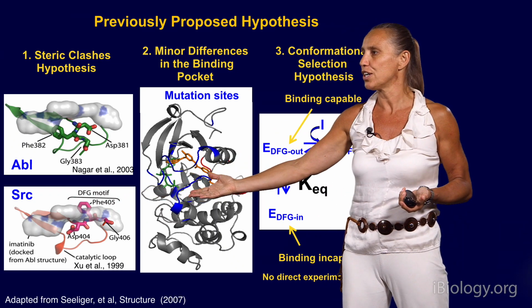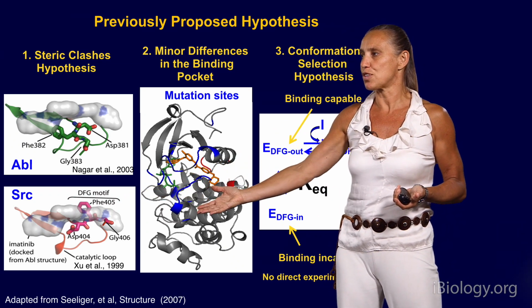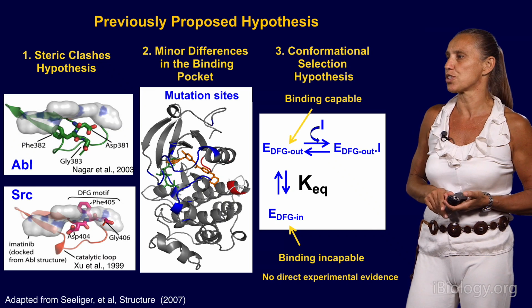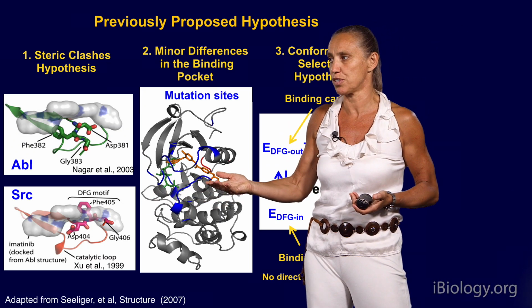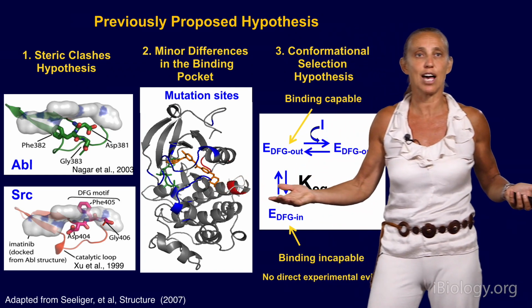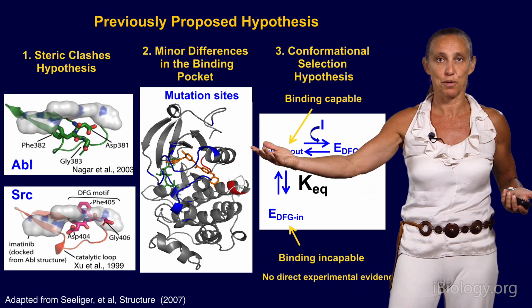But then years later, the same lab succeeded in solving a high-resolution crystal structure of Src, now bound to Gleevec. Remember, it's a weak binder, but they could still get the crystal structure. And what happened to the loop? Of course, it moved out of the way.